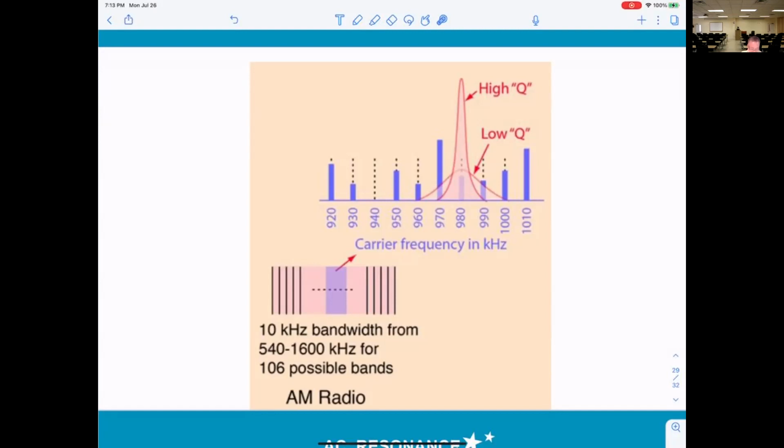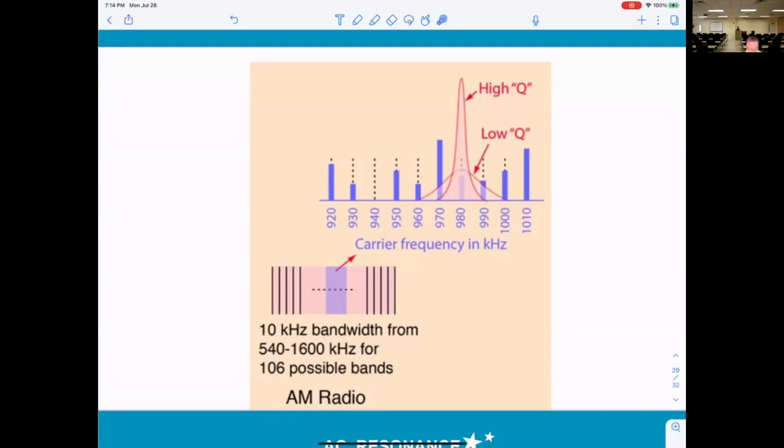Okay, now I'll tell you one thing. Right now, you're tuning to what channel? 980. 980, correct. Why don't you want low Q? The bandwidth is too wide, you have more interference. It's not a good filter.